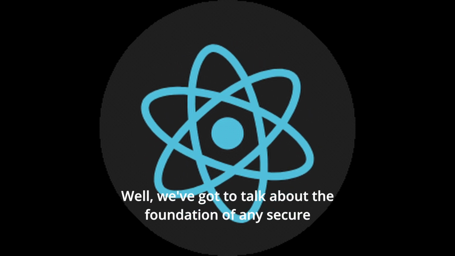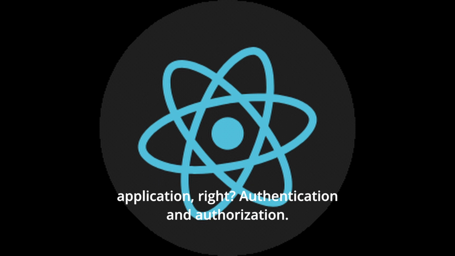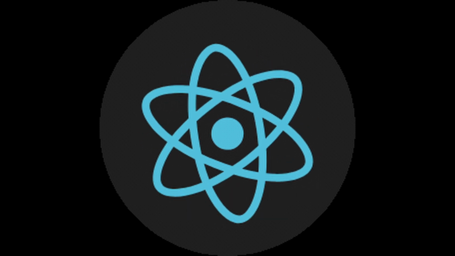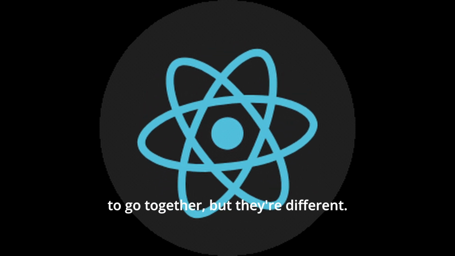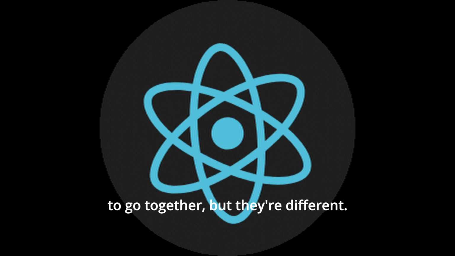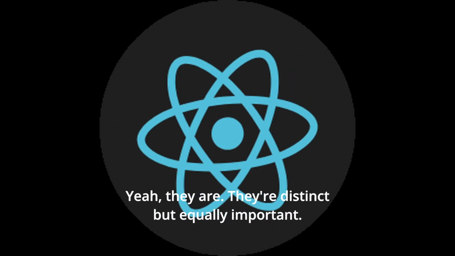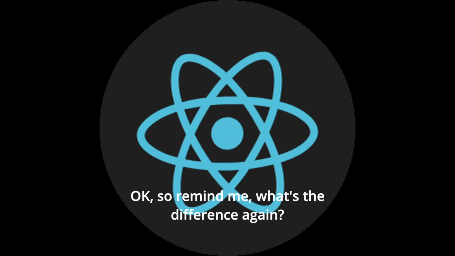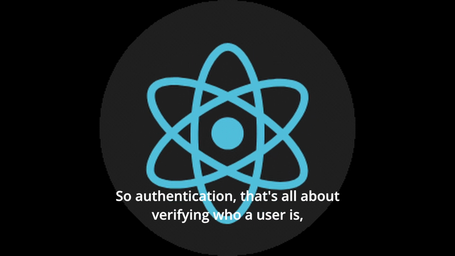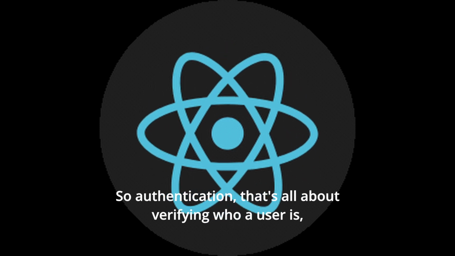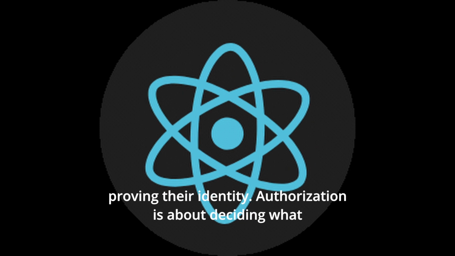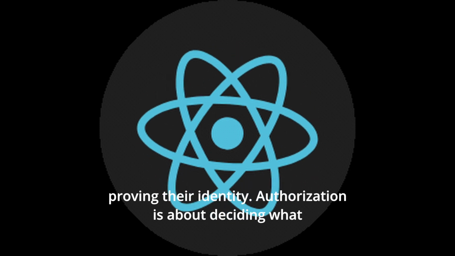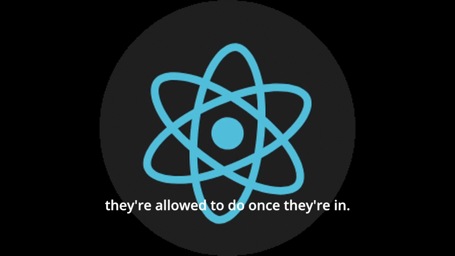Well, we've got to talk about the foundation of any secure application, right? Authentication and authorization. Those two, they always seem to go together. But they're different. Yeah, they are. They're distinct but equally important. Okay. So remind me, what's the difference again? So authentication, that's all about verifying who a user is, proving their identity. Authorization is about deciding what they're allowed to do once they're in.